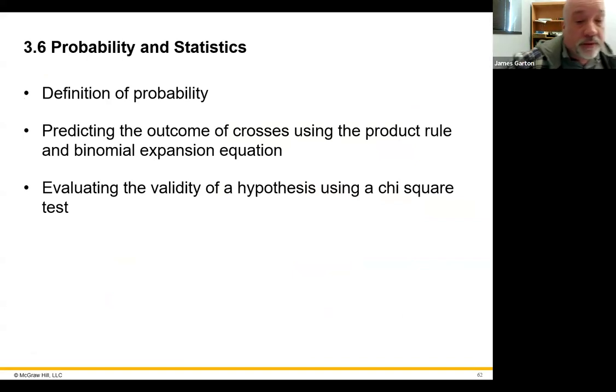And there's a definition of probability, which is very simple. And there's predicting the outcomes of crosses using a variety of equations. One of them is the multinomial equation, which I want you to know exists. But this book does not carry out any kind of detail about using the multinomial equation, and I have forgotten most of how to use the multinomial equation.